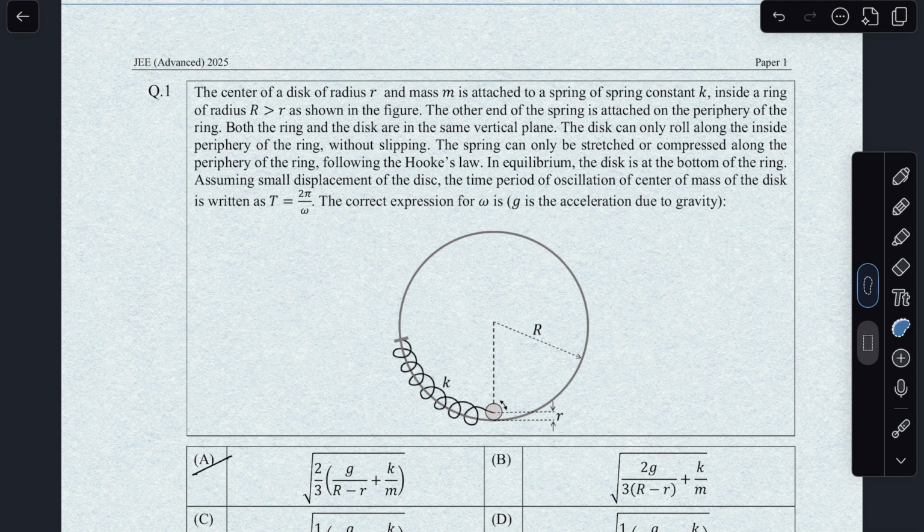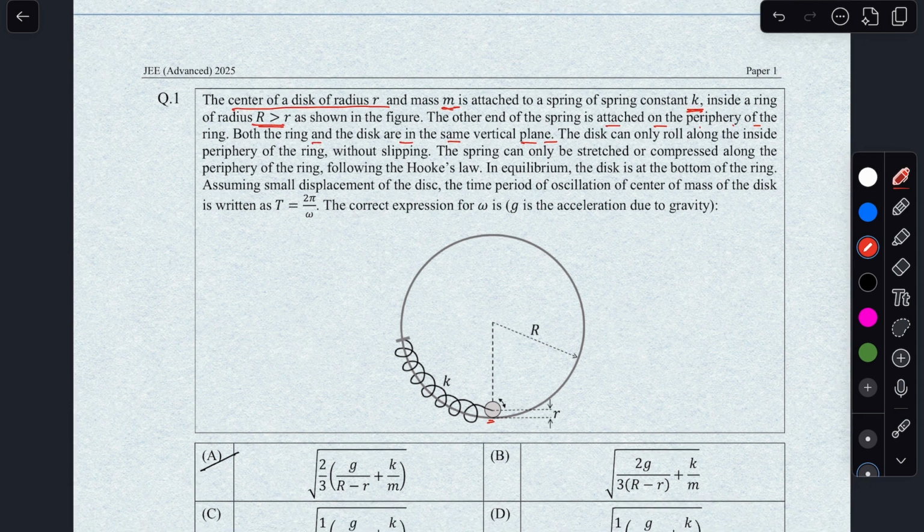This is the first question of Paper 1, where we have been given a ring, and at the center of the ring, a disk of radius r and mass m is attached to a spring of constant k inside the ring. The radius of the ring is greater than r. The other end of the spring is attached to the periphery of the ring. Both the ring and the disk are in the same vertical plane.